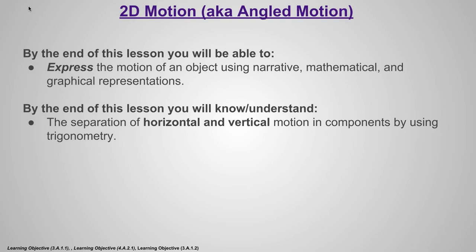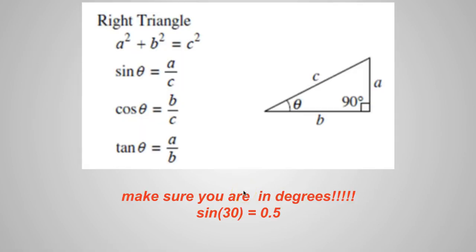What we're going to look at is taking a velocity at an angle, separating it out into its horizontal and vertical components, and deriving all the useful information such as time, acceleration, and initial and final velocities in both the horizontal and vertical directions. So let's get started. We're going to do a lot of right triangles.